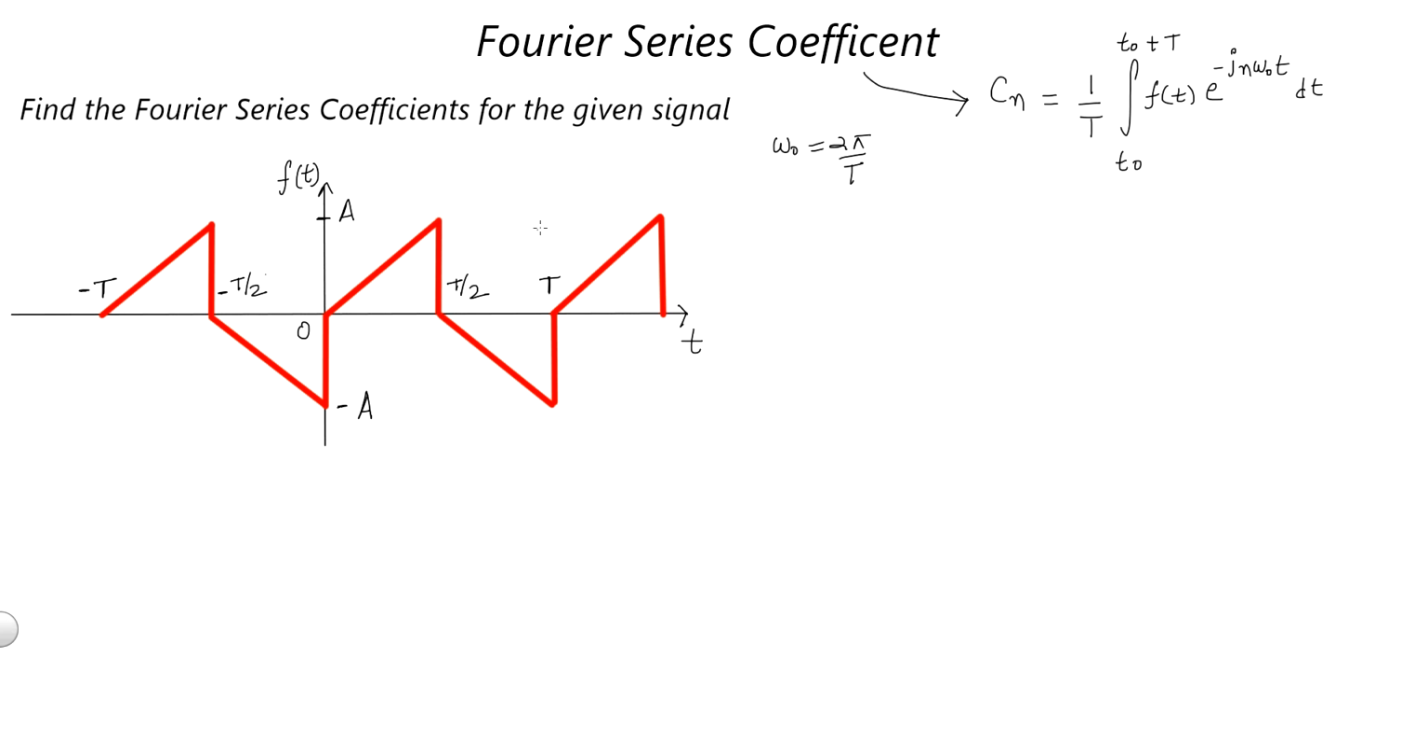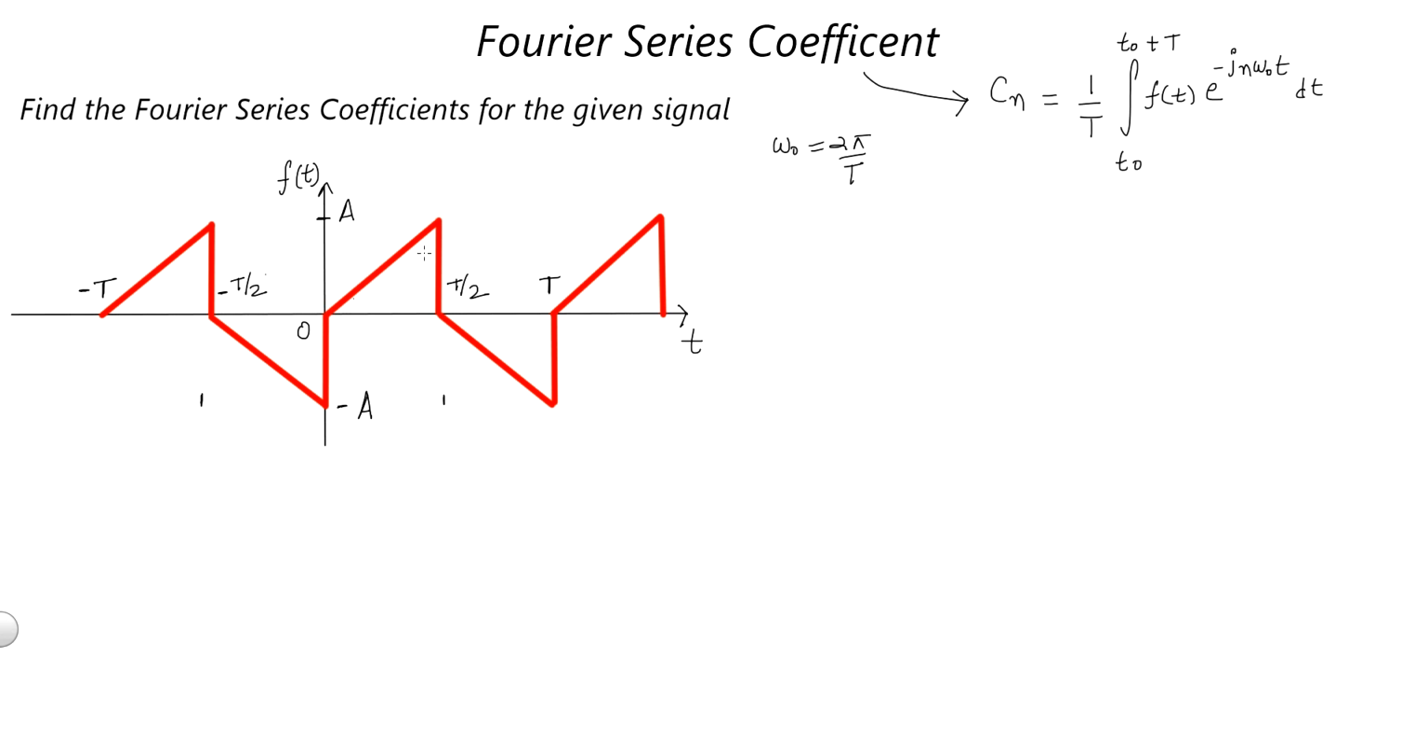Okay, so we are given only this waveform, so first of all we need to find the equation of this waveform in its single time period. So we are taking its time period right from minus T by 2 to plus T by 2. For this section we are writing this equation of f of t.